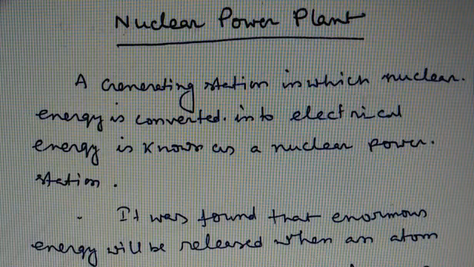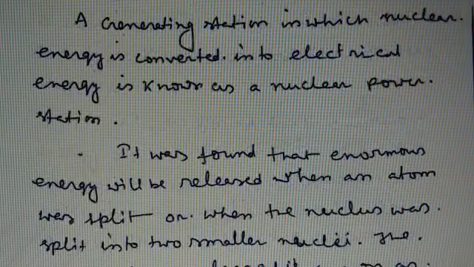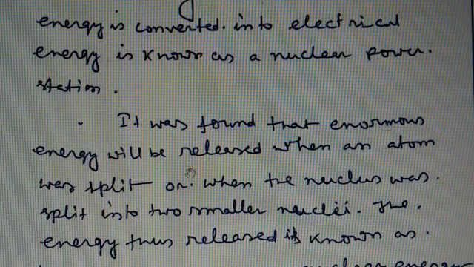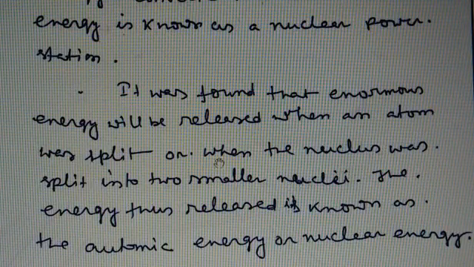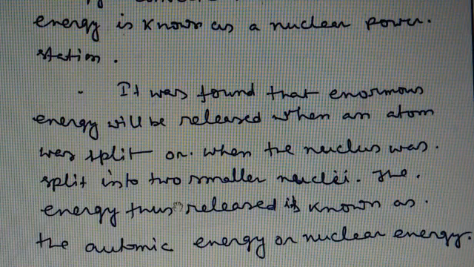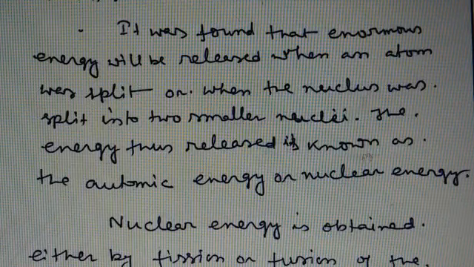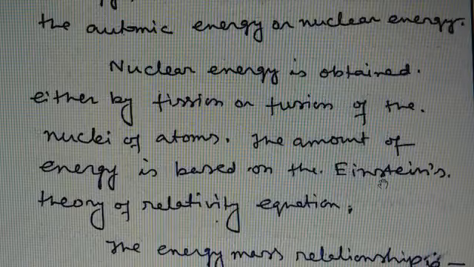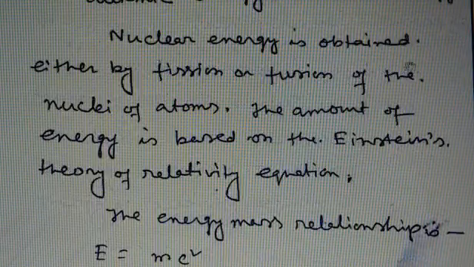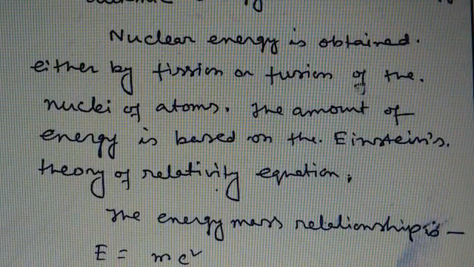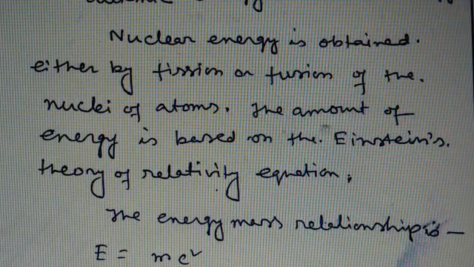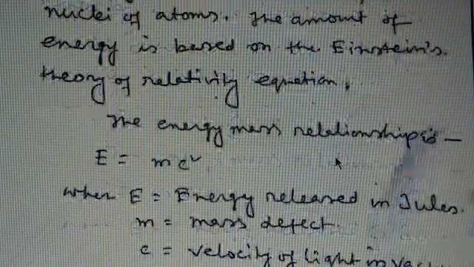Now, it was found that tremendous heat is released when an atom is split, or when the nucleus is split into two smaller nuclei. The energy thus released is known as atomic energy or nuclear energy. Nuclear energy is obtained either by fission or by fusion of the nuclei of atoms. The amount of energy is based on Einstein's theory of relativity equations.